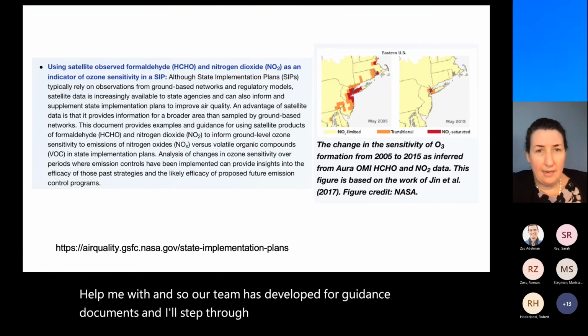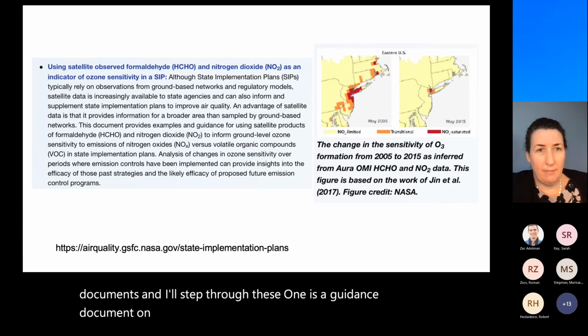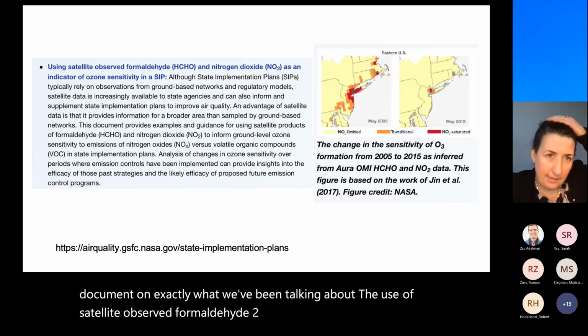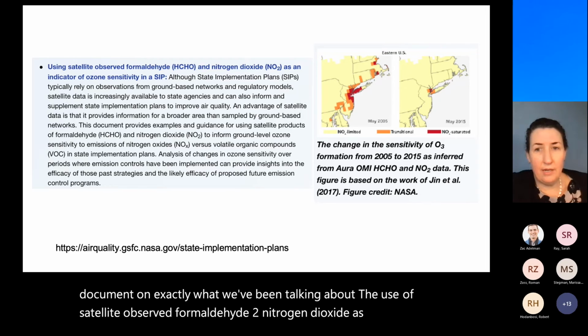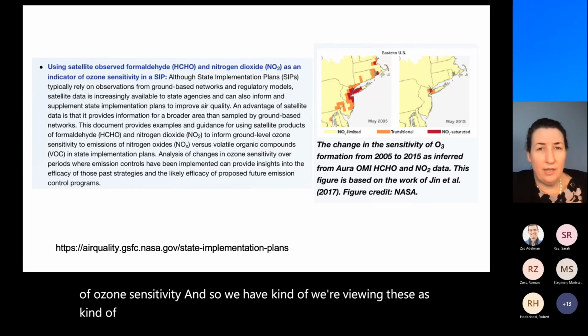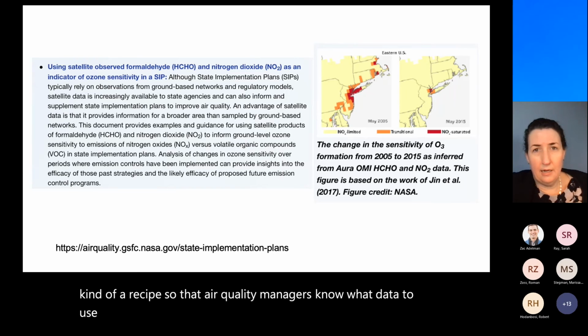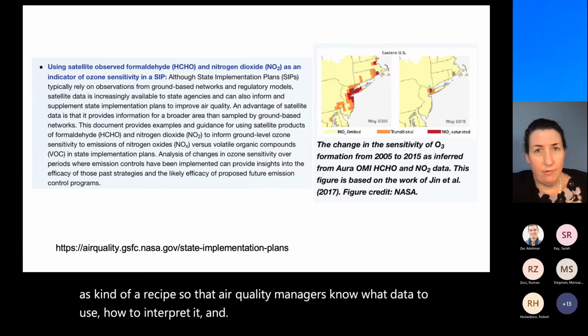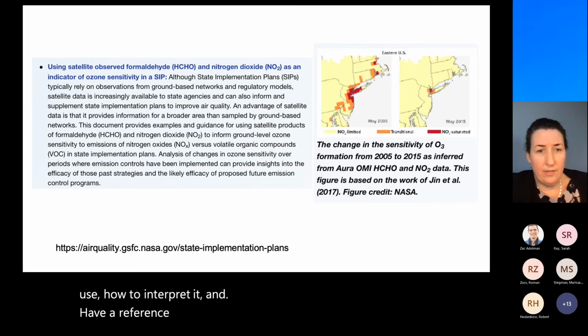One is a guidance document on exactly what we've been talking about, the use of satellite-observed formaldehyde to nitrogen dioxide as an indicator of ozone sensitivity. We're viewing these as a kind of recipe, so that air quality managers know what data to use, how to interpret it, and have a reference to cite. So on this website, you can click it and then there's a guidance document.